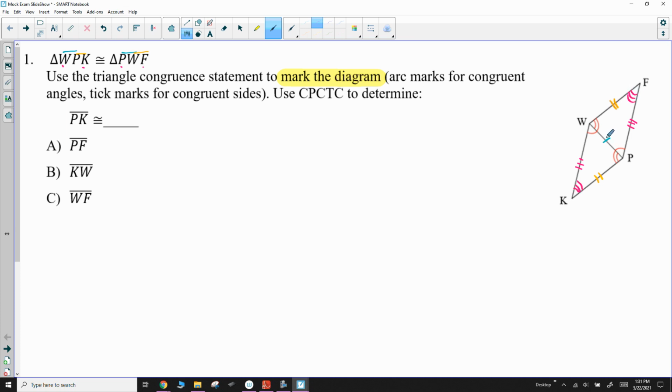And it wants to know what's congruent to PK. Well, this is PK. It has 2 tick marks. It must be congruent to WF that also has 2 tick marks.